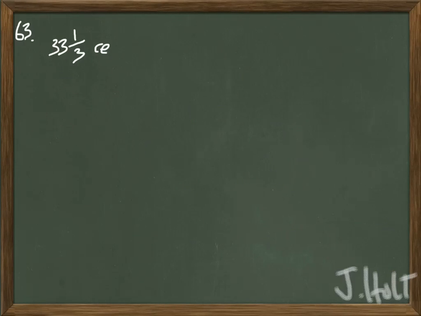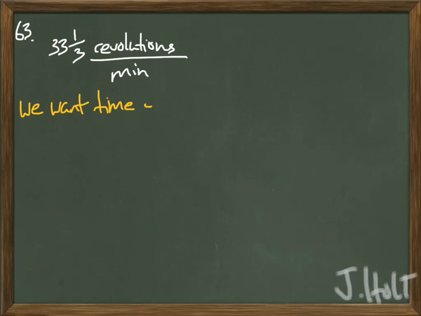Number 63, we're given a weird piece of information here. We're given revolutions per minute. But we don't want that. There's nothing we can do with revolutions per minute. We need the period. We need to know how long it takes for the coin to go around the turntable one time. That's what the period is.